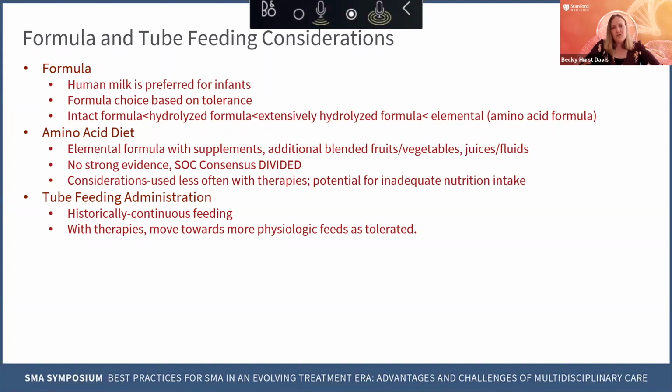Tube feeding administration: if we have a kiddo on tube feed, historically a non-sitter, you're pretty much continuous tube fed, and that is another reason why we typically recommended a Nissen fundoplication with a G-tube, just because you're on continuous feeds and you have all of your respiratory care going on. But now with therapies, we're actually moving towards kids who have abnormal swallow and need a feeding tube. We're moving towards more physiologic bolus feeds as those are tolerated.